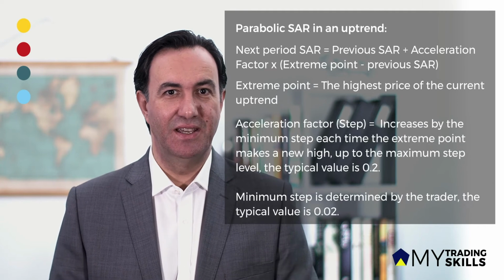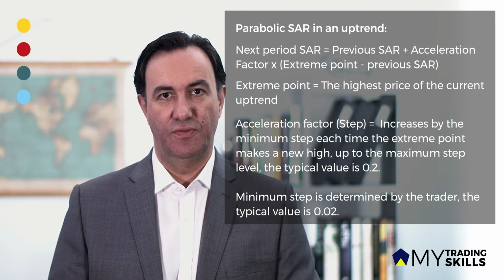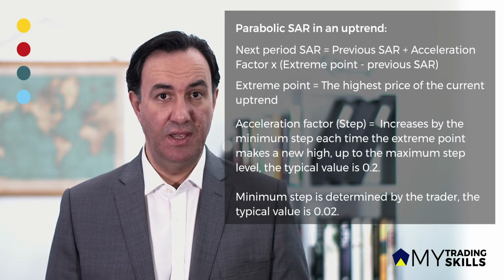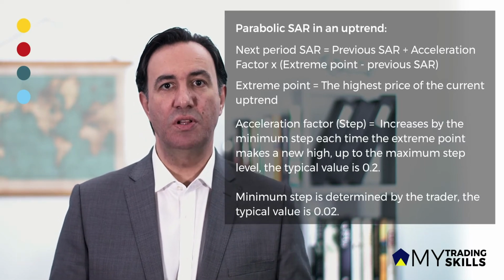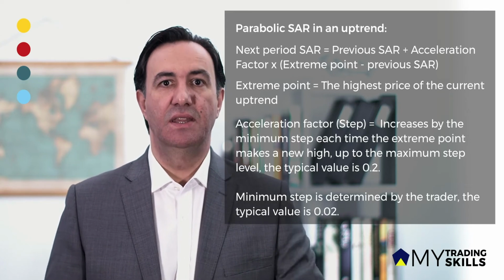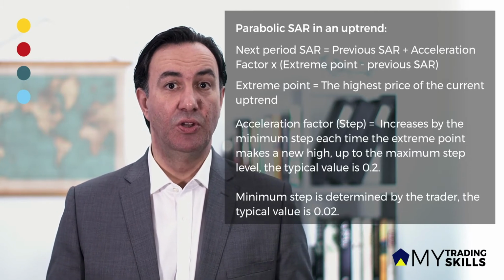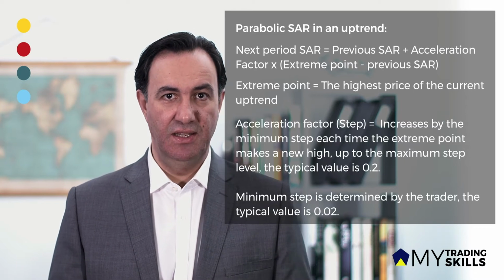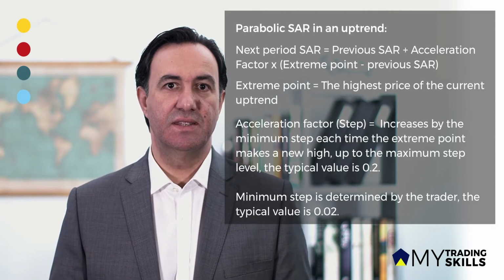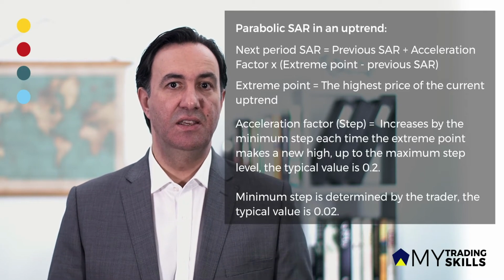The acceleration factor is also known as the step, which influences the SAR's rate of change. The two settings we can specify are the minimum step increment for a period and the total maximum step for the trend. If new highs are recorded, the step must increase by the minimum increment we've specified up to the maximum. Wilder designed this to allow the indicator to accelerate towards a developing trend at rates set by the trader. This creates the parabolic curve effect the indicator is named after.